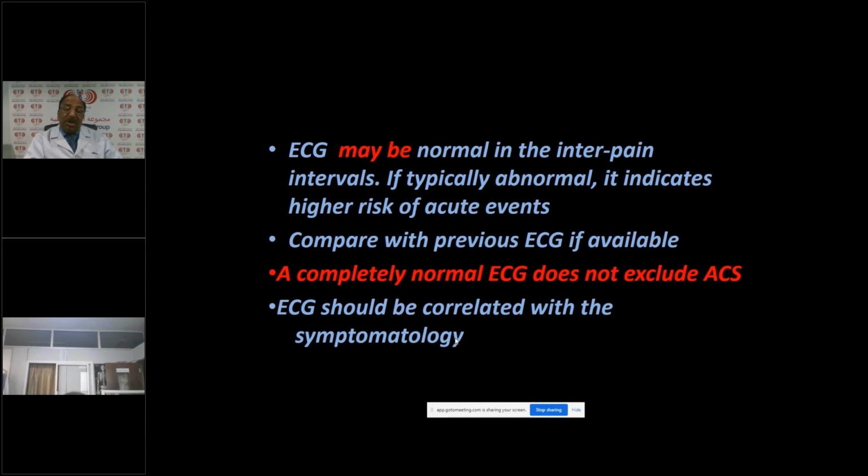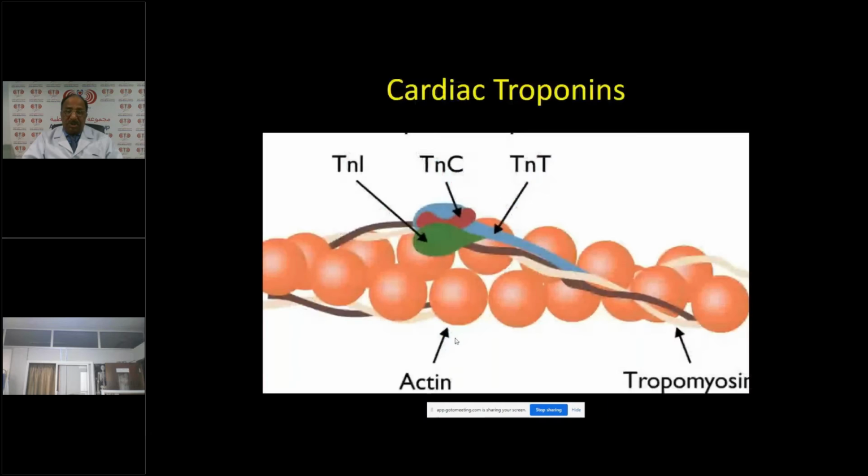ECG may be normal in interpain intervals. This is a very important thing, and many a time it is normal. If typically abnormal, then it indicates high risk for acute events. If a previous ECG is available, you may compare this with the previous ECG. The most important thing to remember is a completely normal ECG does not rule out acute coronary syndrome. It should be correlated with symptomatology.